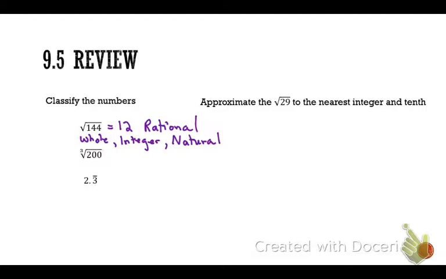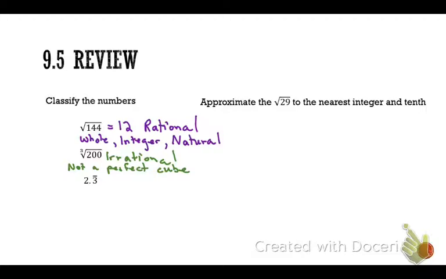The cubed root of 200. Again, I need to ask myself, can I evenly take the cubed root of 200? Is it one of my perfect cubes? If you don't have them memorized, it's going to be a pure guess for you. Is 200 a perfect cube? No, it is not. So this number is irrational. If it's irrational, it's not a perfect cube, which makes it non-terminating and non-repeating. All right, what about the last one?